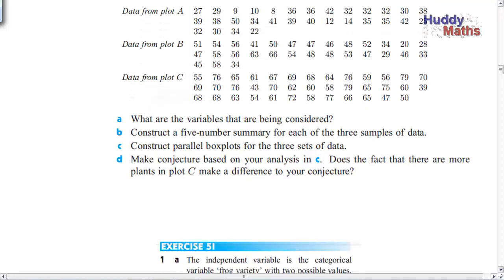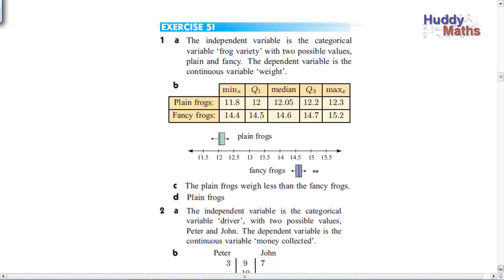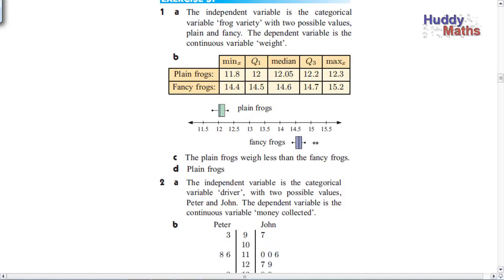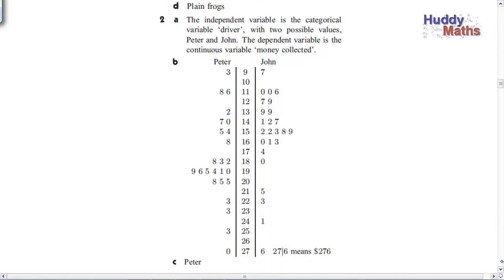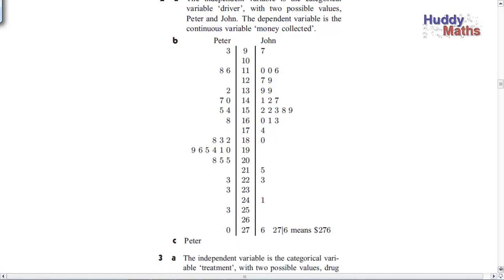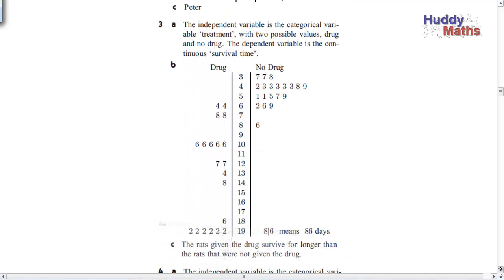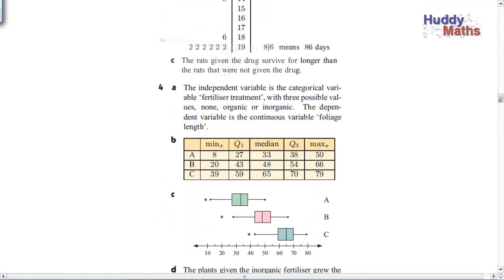Let's go on and have a look at the answers. Question 1. I'll just go down a bit. Question 2. Have a look at question 3. Just check your plots. And just going down to question 4.